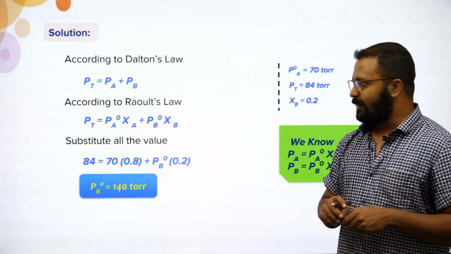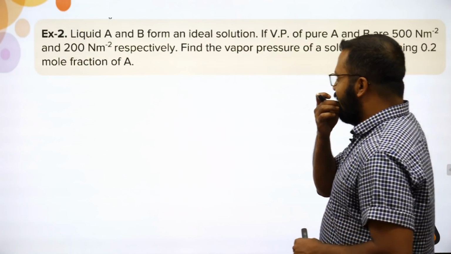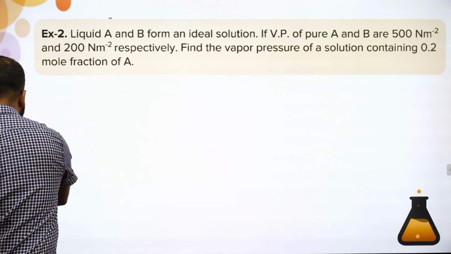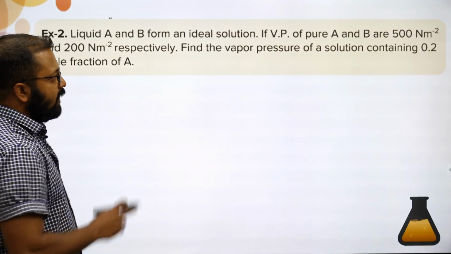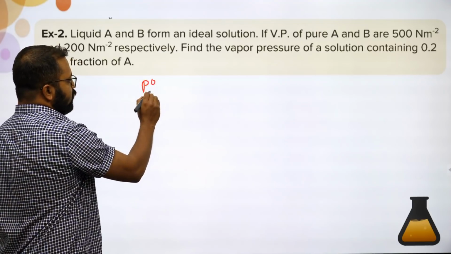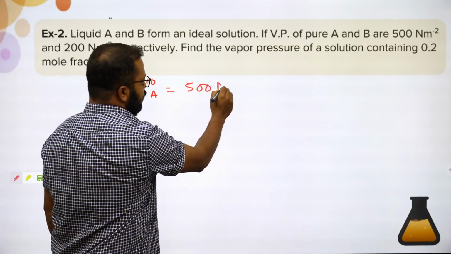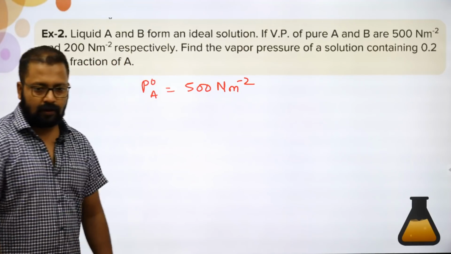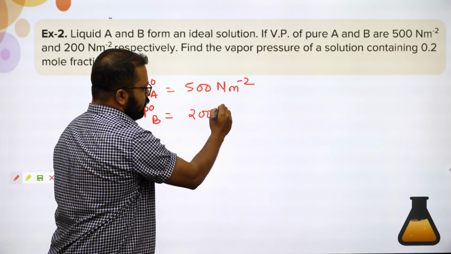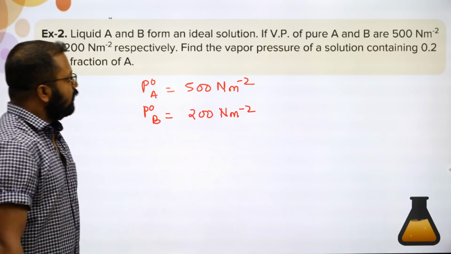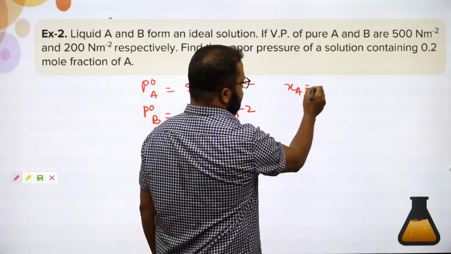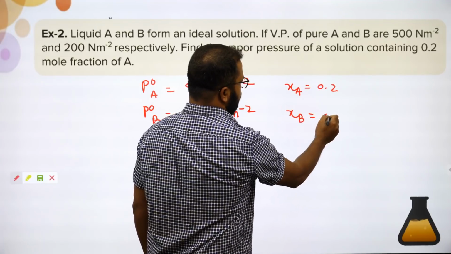Okay, let's do the next question. Liquid A and B form an ideal solution if the vapor pressures of pure A and B are 500 and 200 Newton per meter square respectively. So P naught A is given as 500, P naught B is given as 200. Find the vapor pressure of the solution containing 0.2 mole fraction of A. So chi A is 0.2, chi B will be 0.8.